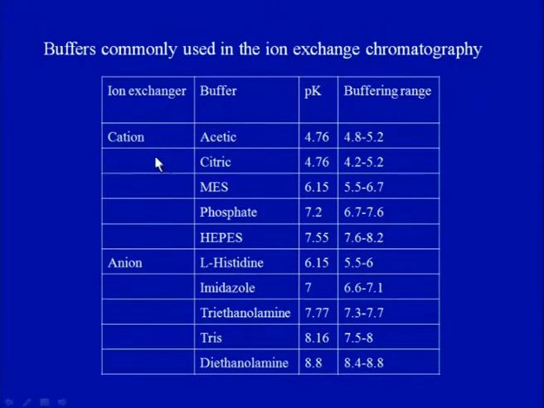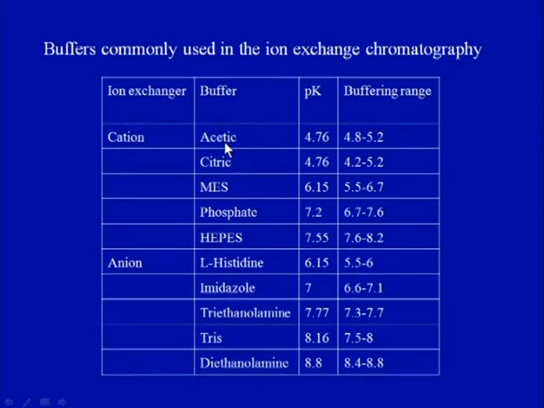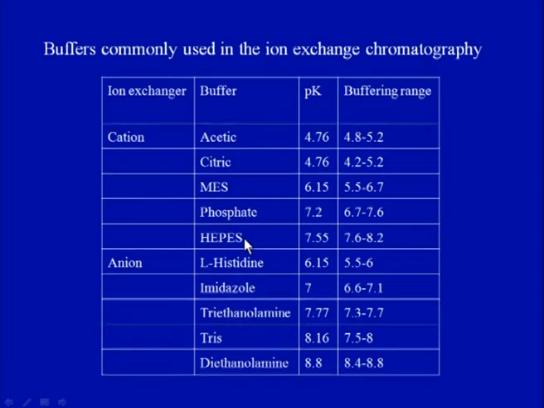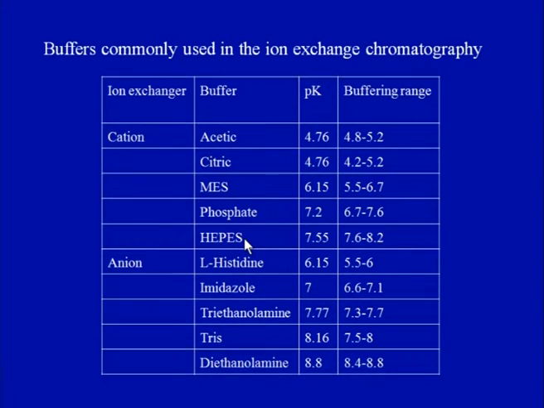This table gives you some commonly used buffers with cation and anion exchange chromatographies. For example, with cation exchange you can see acetic, citric, MES, phosphate, HEPES buffers are used, while with anion exchangers you can see histidine, imidazole, triethanolamine, Tris, and all these buffers are used. So, you have to worry about which kind of buffer will not interfere with the particular type of exchanger that needs to be used.